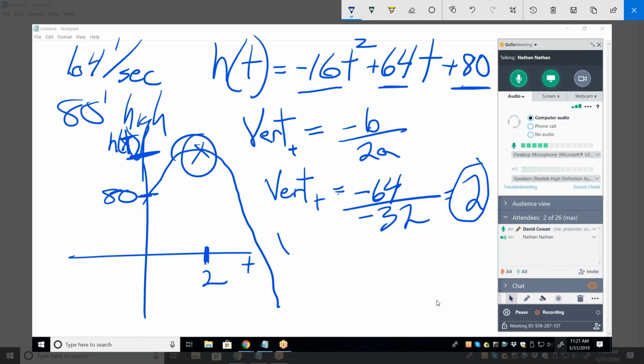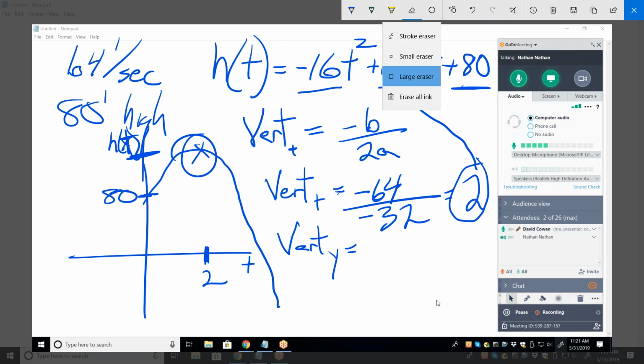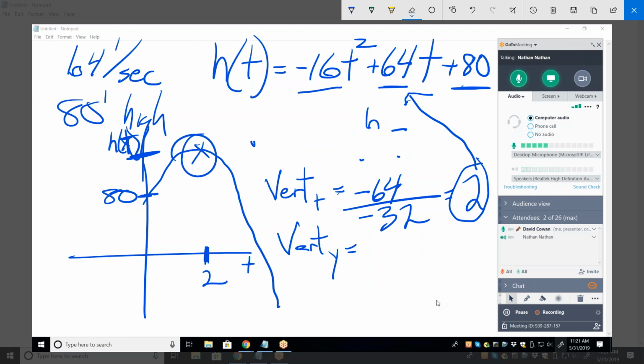Now, what I'm really needing is the y coordinate of the vertex. How am I going to get that? That's what they're asking for. I know the t coordinate. No, plug that 2 in for t. We know that's where the maximum height is going to occur. So if we plug in 2 for t here, it'll tell us what that h of t is, and that is the height of the ball at 2 seconds. And we've already determined that the maximum height's going to occur at 2 seconds.